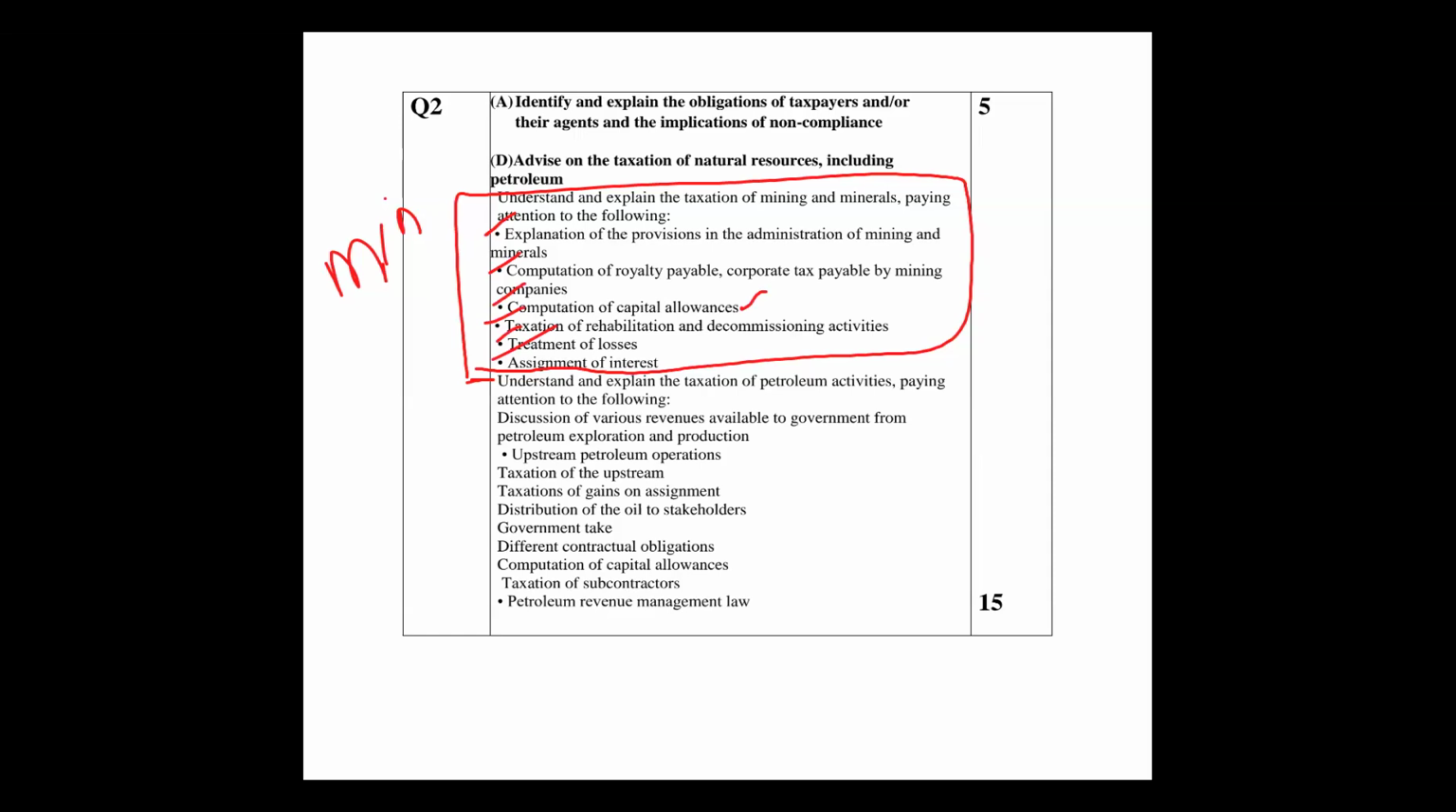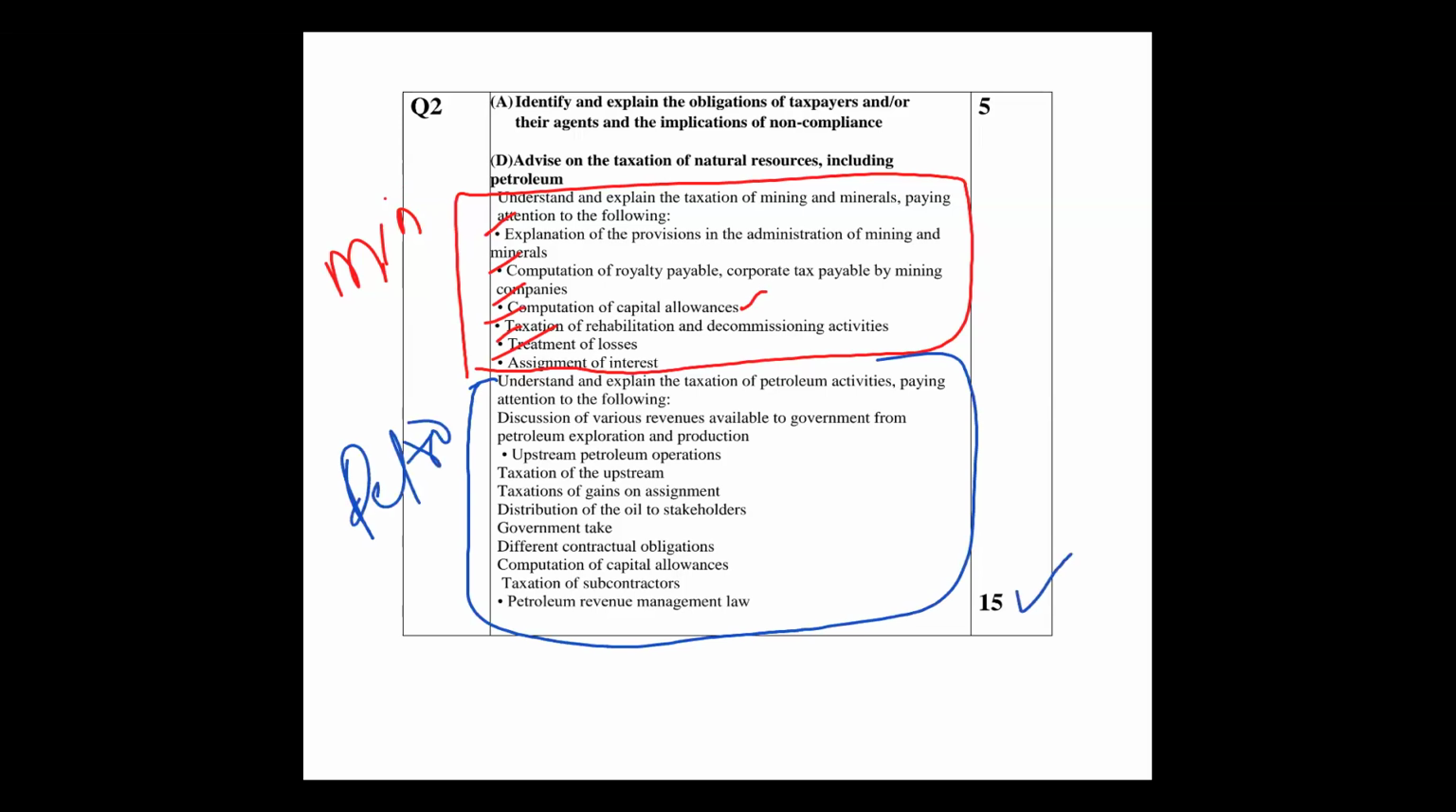Then the second part, which is this area, says understand and explain the taxation of petroleum. So it's petroleum, right? And from that end, we come down here. They are all on petroleum. So the first part is mining. The second part is petroleum. And they all have 15 marks.